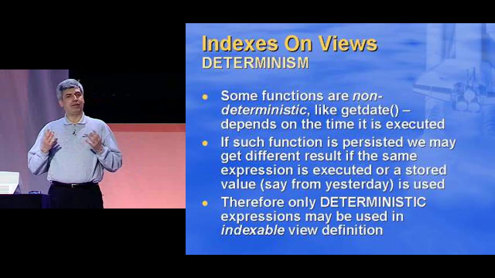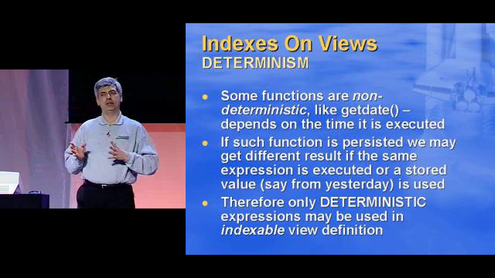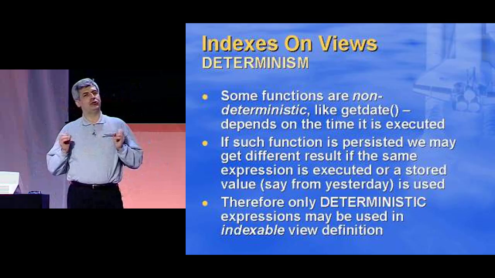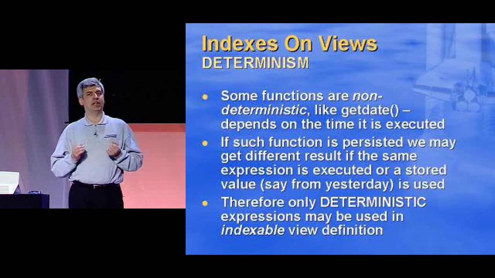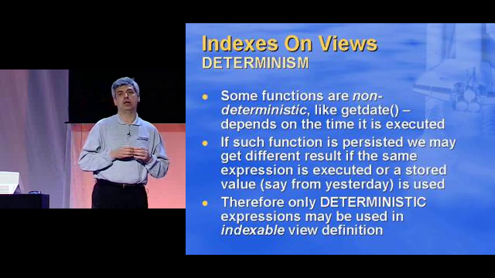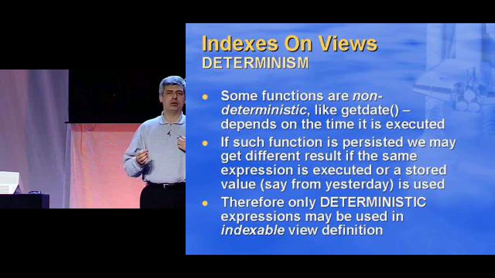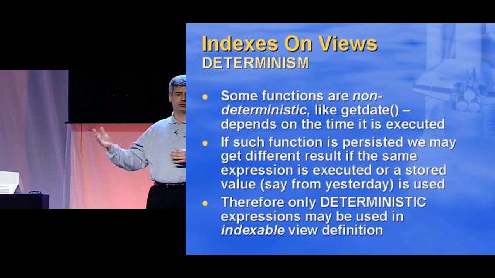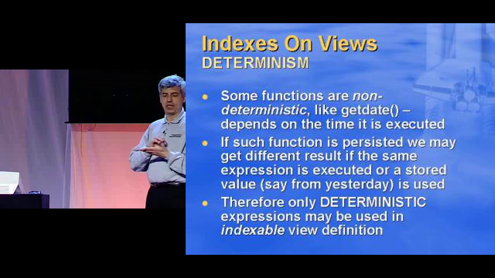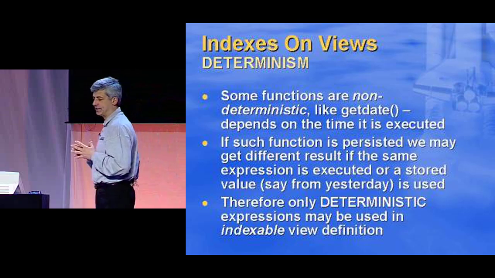But when I'm defining a function, some functions are non-deterministic and some are deterministic. A good example of a non-deterministic function is the getDate function. Why? Because if I execute it now and I execute it tomorrow or an hour later, I will get a different result because I will get the timestamp of the current time.